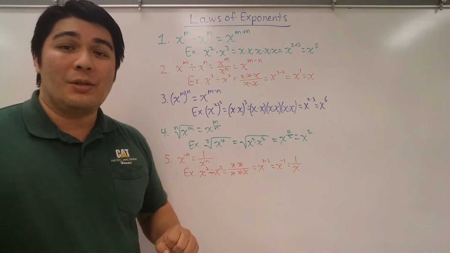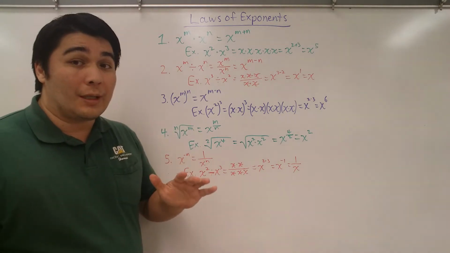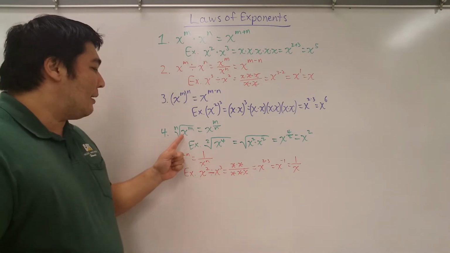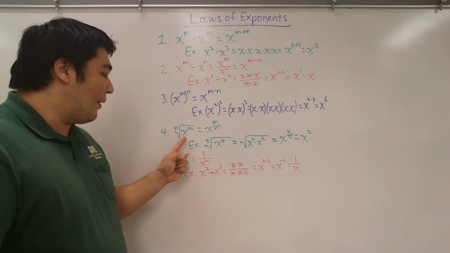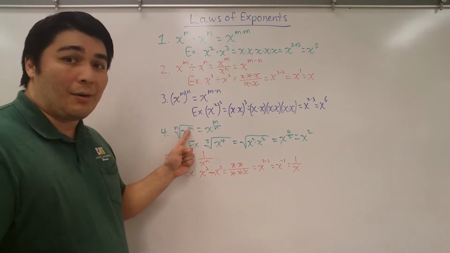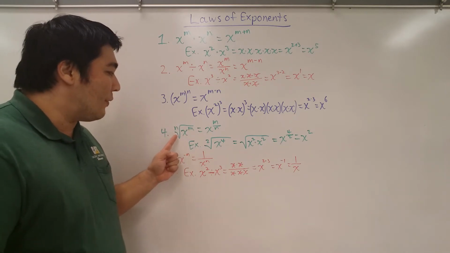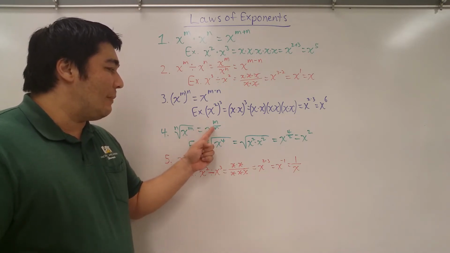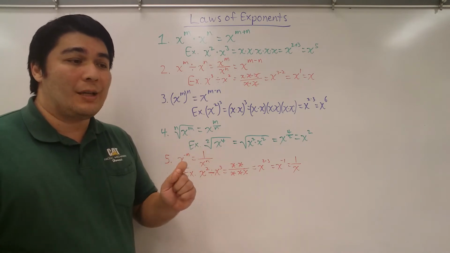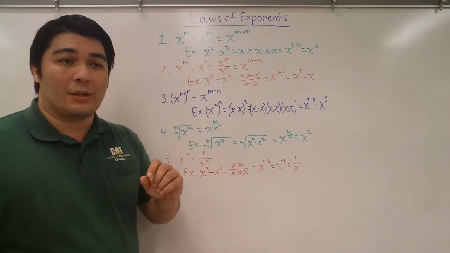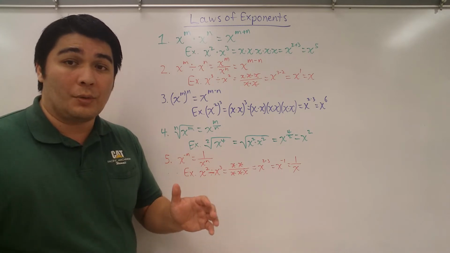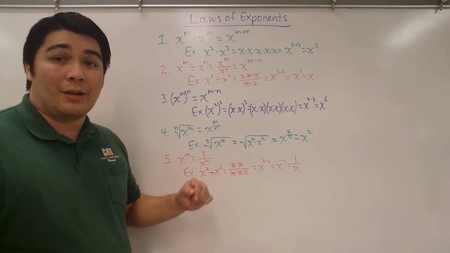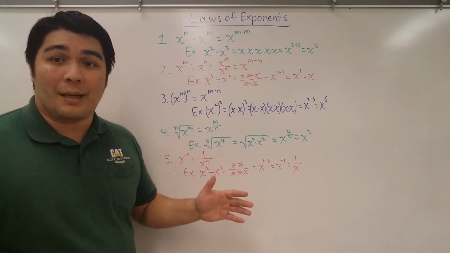Okay, now let's go on to law number 4. This one is a little bit tricky, so stay with me on this one. If I've got x raised to the mth power, and I take the nth root of it, that would be the same thing as saying x to the m divided by n power. Basically, if you take a root of it, whether it's the cube root, the square root, the fourth root, it doesn't matter, that root is going to be the denominator of your fractional exponent.